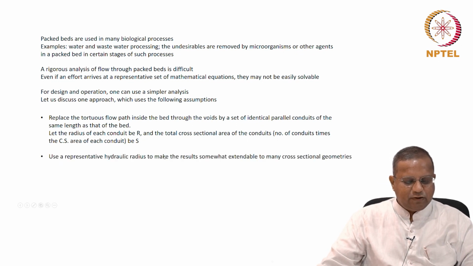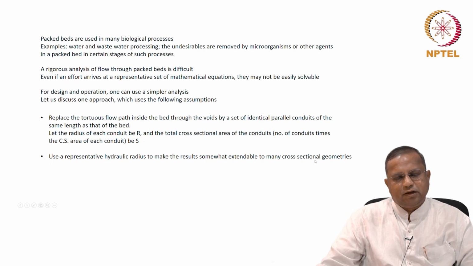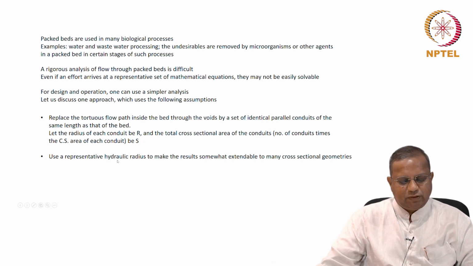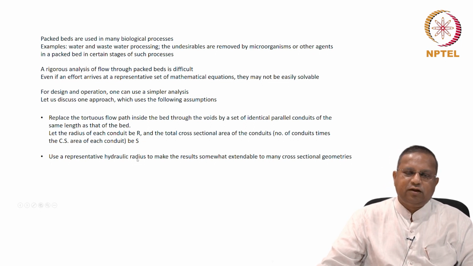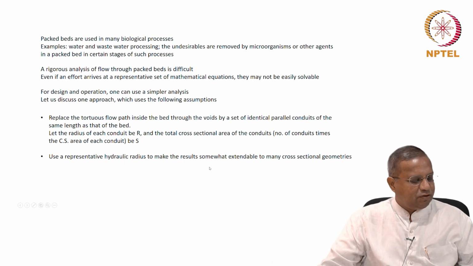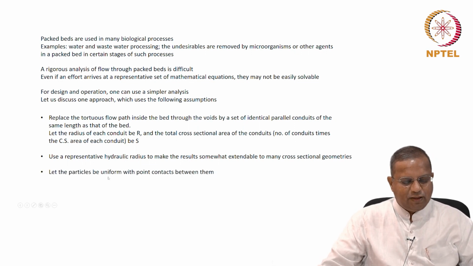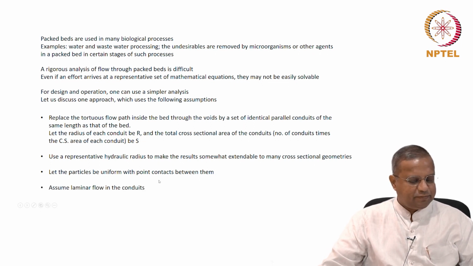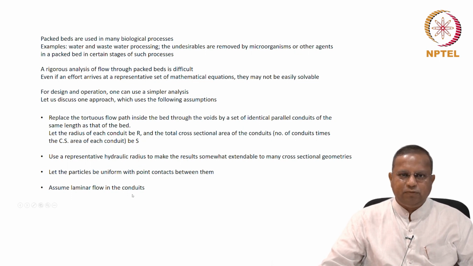We'll use a representative hydraulic radius to make the result somewhat extendable to many cross-sectional geometries. You can consider other cross-sections also. And as long as we use the hydraulic radius, cross-sectional area by wetted perimeter, remember the definition, we can extend this to other geometries also. Let the particles be uniform with point contacts between them. This is an idealized situation for analysis. And we'll assume laminar flow in the conduits to begin with.